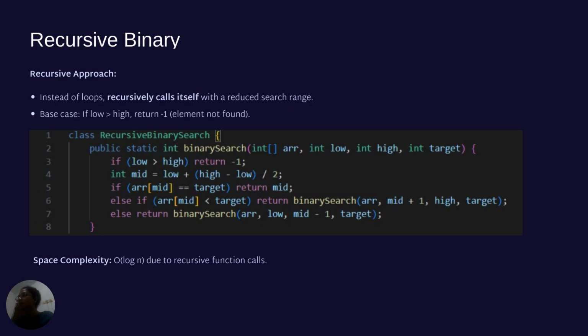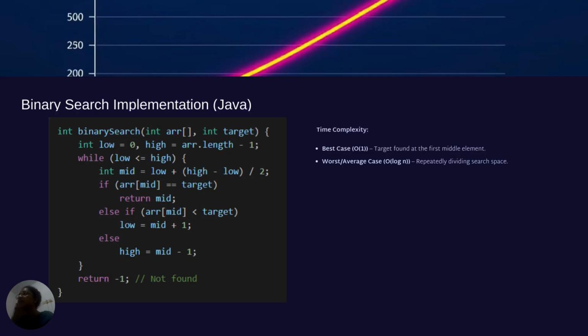So, let me explain the iterative approach. Firstly, there are two parameters, which give the array and the target that we want to find. So we have the variables low and high, and then we go into a while loop, which loops to find the target and also to see if the target is greater or lower.